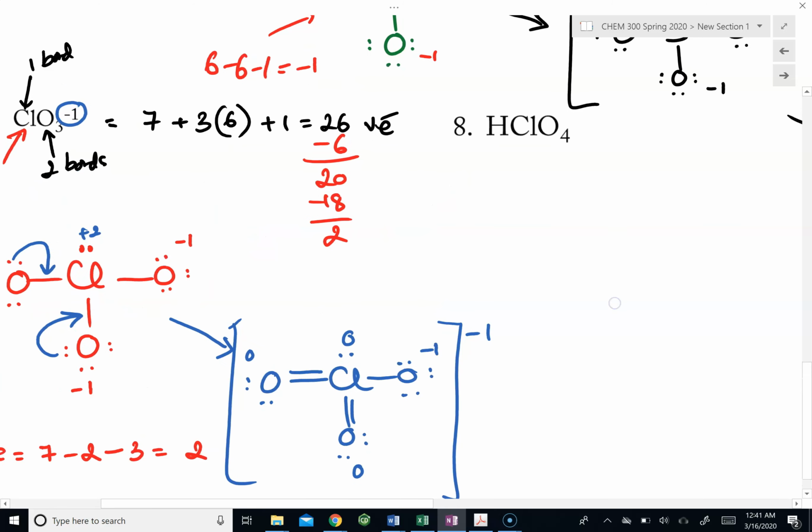And please try this other example as well, which I will not have enough time to go over with you. This concludes our lecture on Lewis structures for covalent compounds.